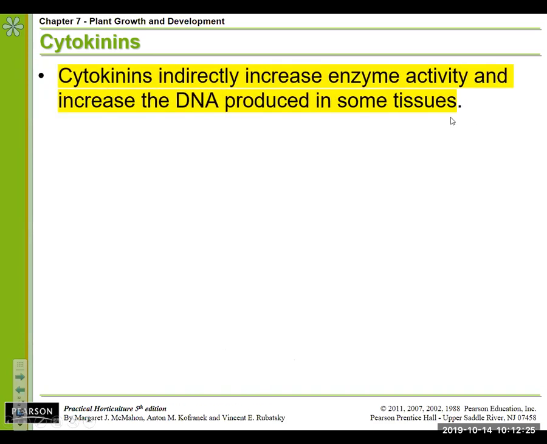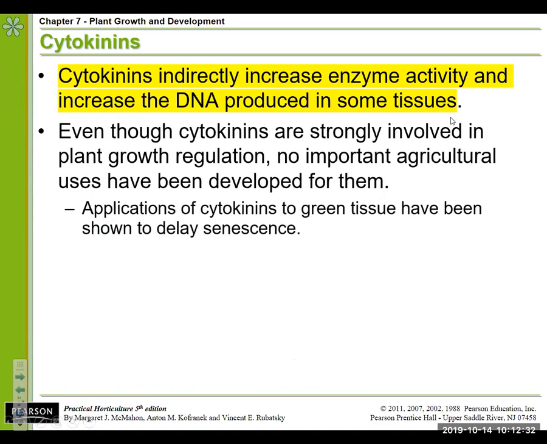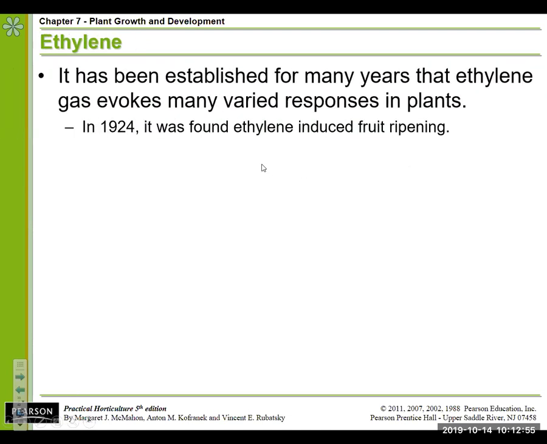They also indirectly increase enzyme activity and increase the DNA produced in some of the tissues of the plants. At least in the book, they're saying that there are no important agricultural uses that have been developed for the cytokinins alone, but in the propagation of plants, they're very important, in getting them to develop shoots and roots, and it's very important in plant tissue culture.